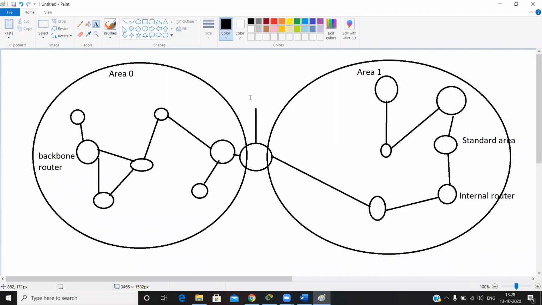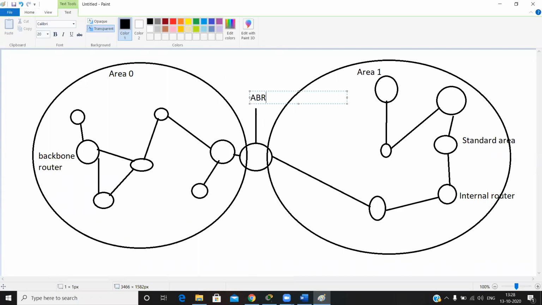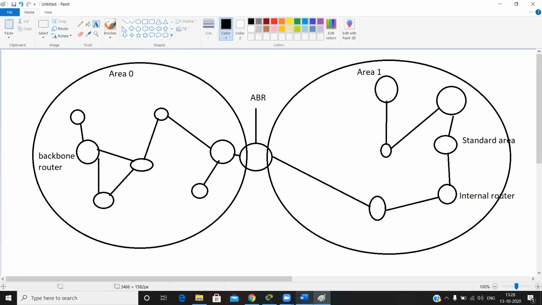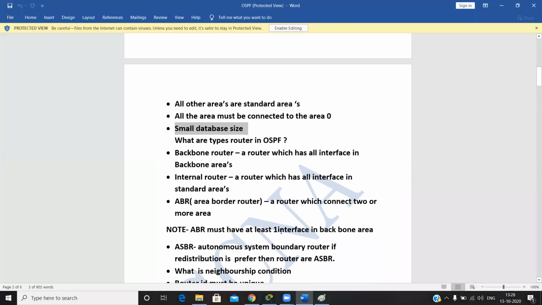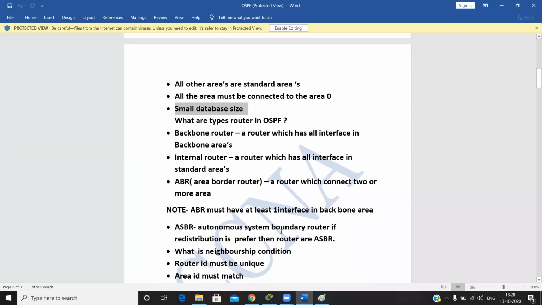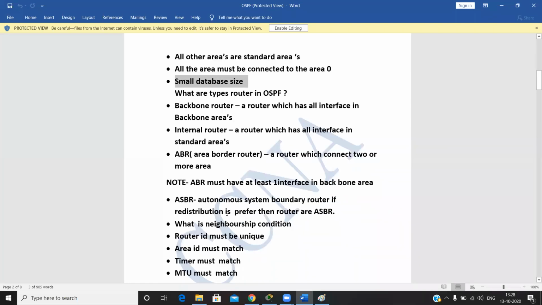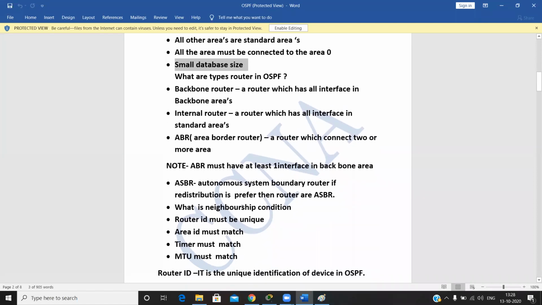This one is the ABR, Area Border Router. And ASBR, we can see this when we do redistribution after OSPF, then we can see this Autonomous System Boundary Router. So what is the neighborship criteria? Area ID must be the same, router ID must be unique, timers must match and MTU must match.